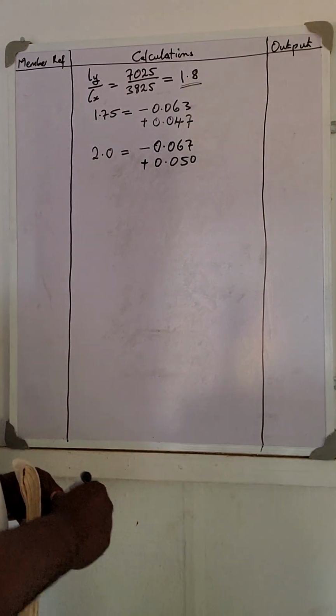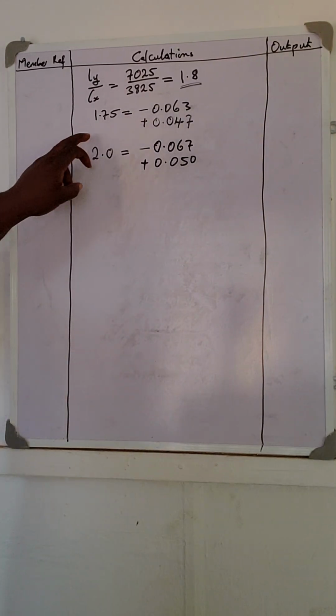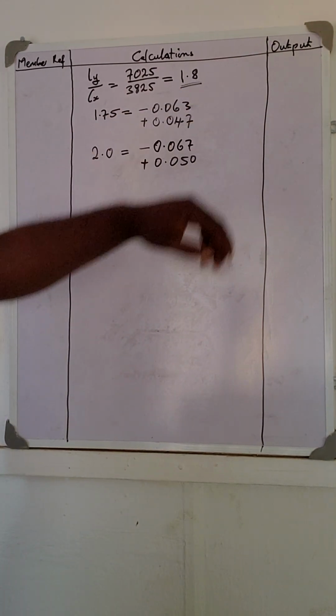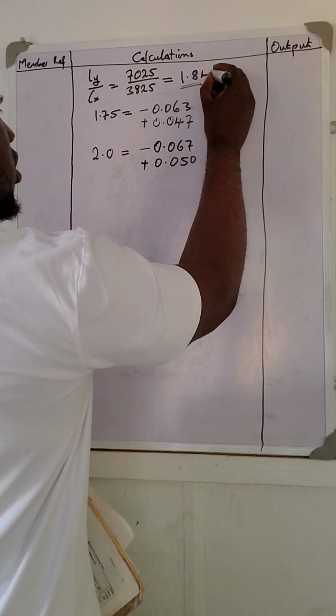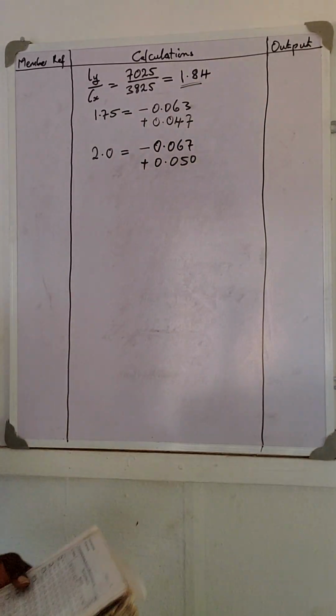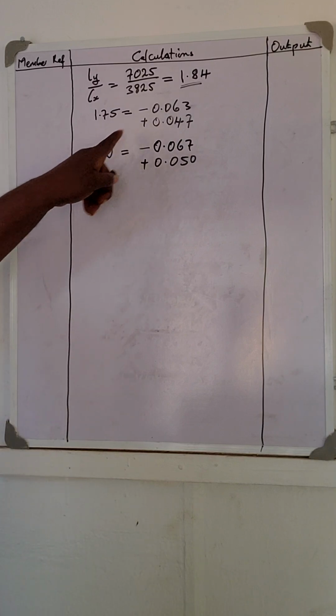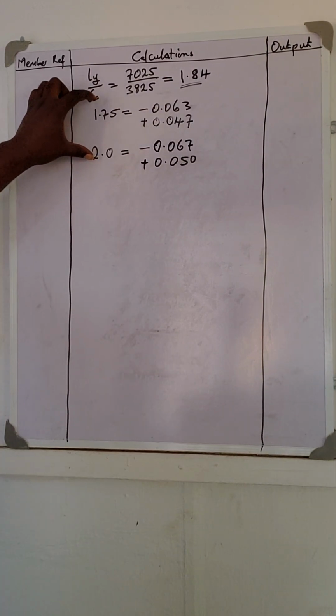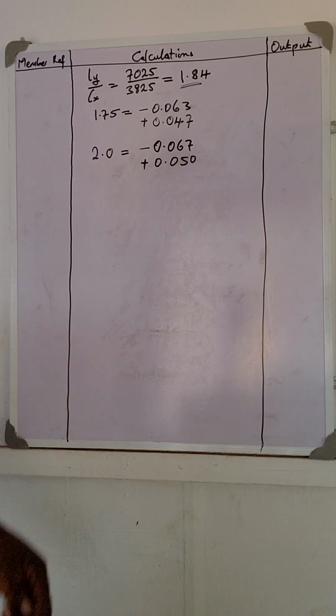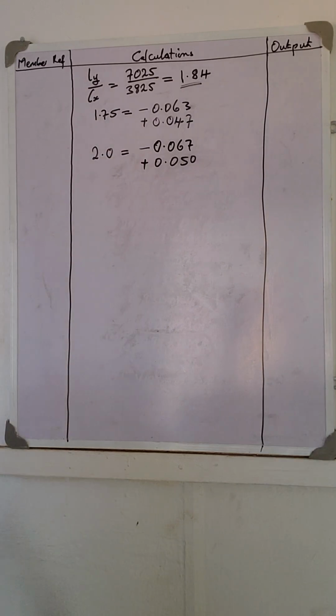Right now, there is no 1.8. Okay, let me call it 1.84 because there's a tracking. This one is included in my area. So there's no 1.84 in the BS code. So we are going to interpolate. Okay, how do you do that?